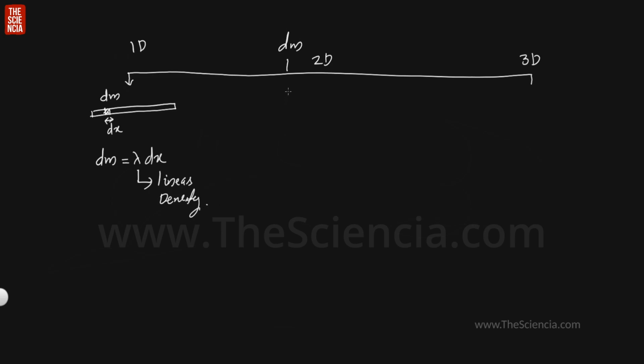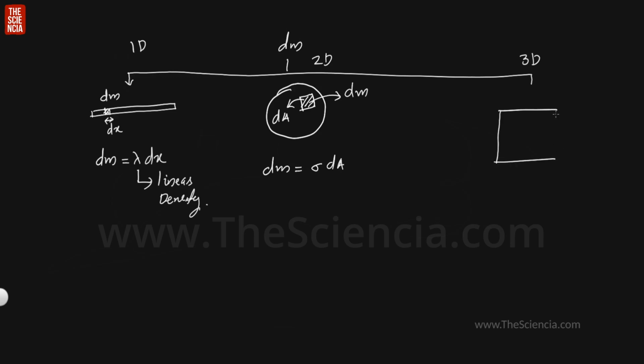Now a rigid body, maybe some disc or something. This one has 2 dimensions and my dm is this one. This area element is dA. Then my dm equals sigma dA, where sigma is the surface density. And if my rigid body is a cube, and this is a dm, and this is dv, the volume element, then I can write dm equal to rho dv. This is the volume density.